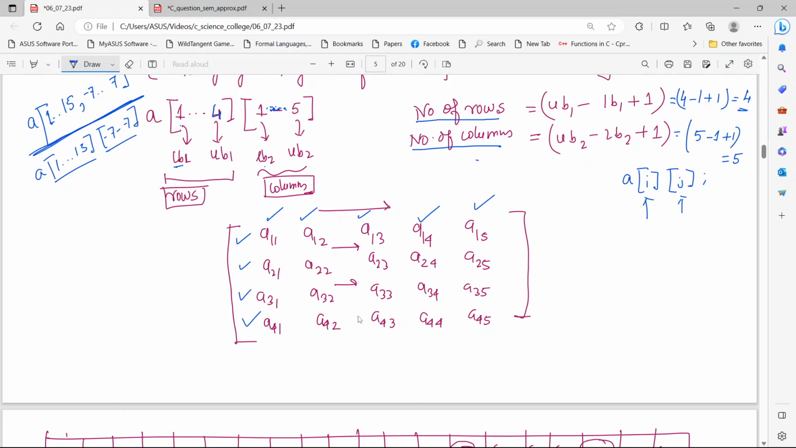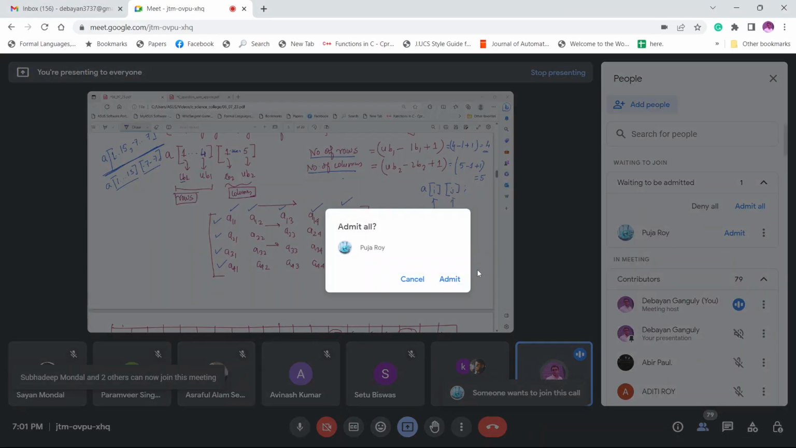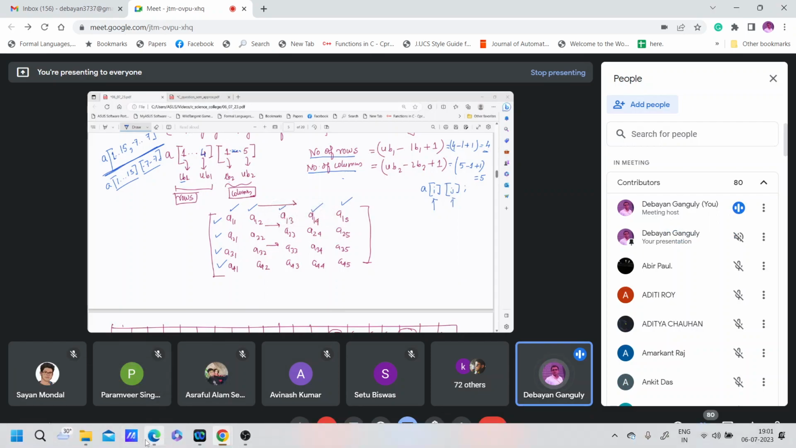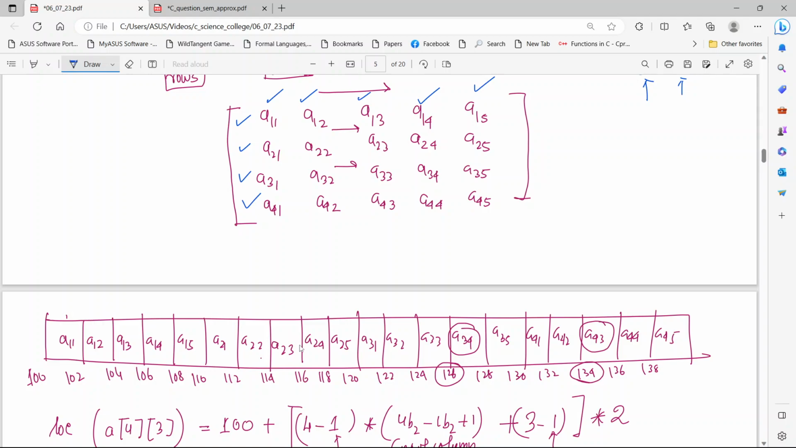But actually in memory it should not be stored like that, right? In memory it should be stored in a different way, and that's why one of the ways is called row major order and one of the ways is called column major order. If we store row wise, you have to store first A11, then A12, then A13, A14, A15, and then A21, 22, 23, 24, 25, and then 31, 32, 33, 34, 35, and like that, right? That is called the row major order.